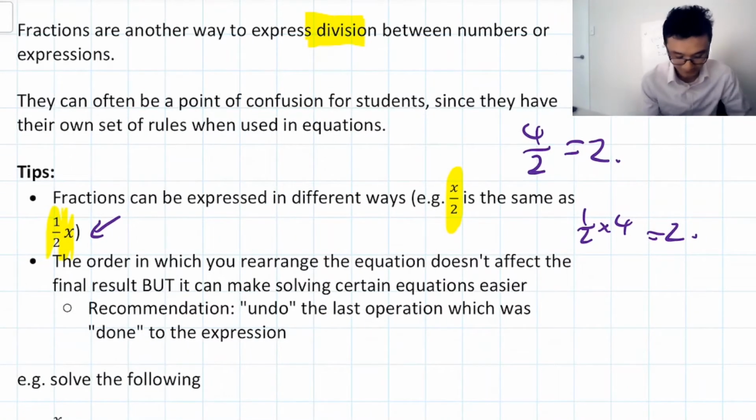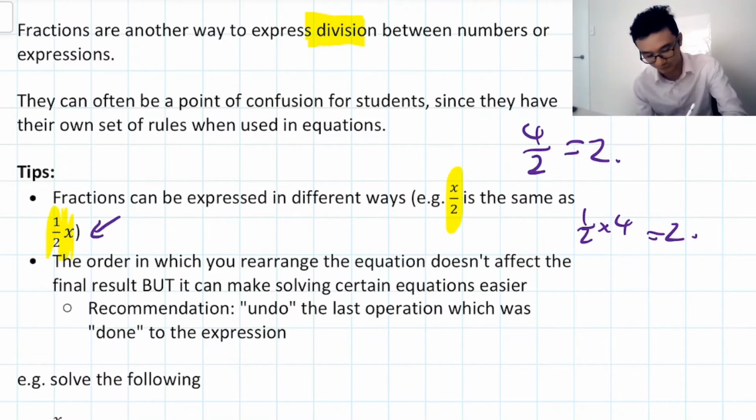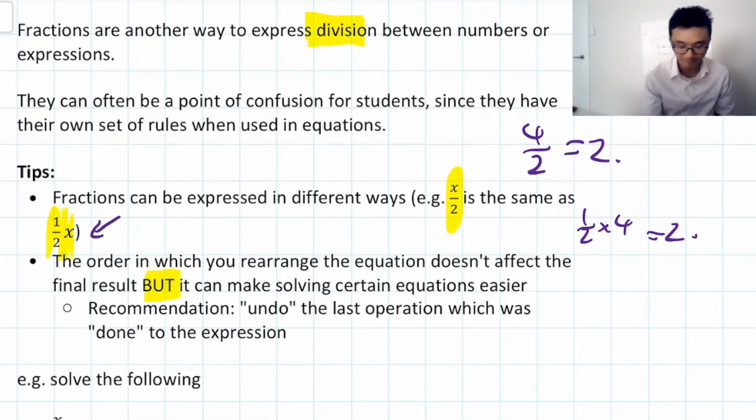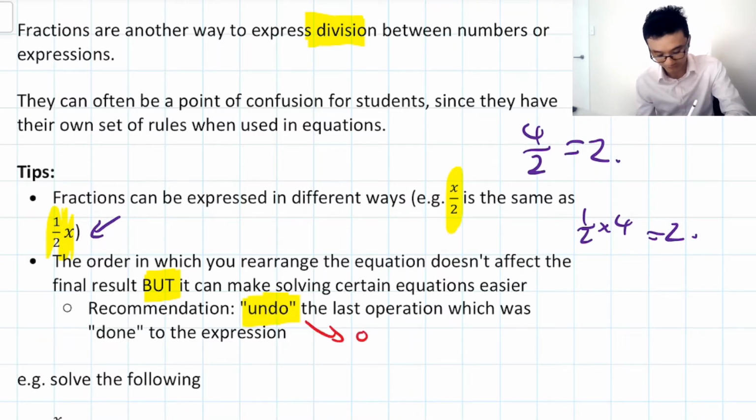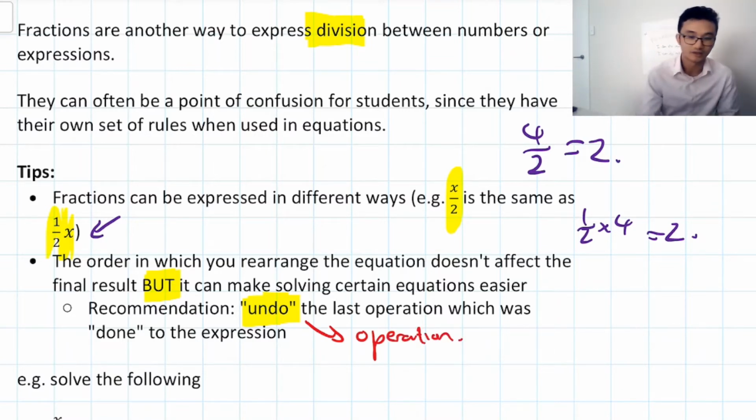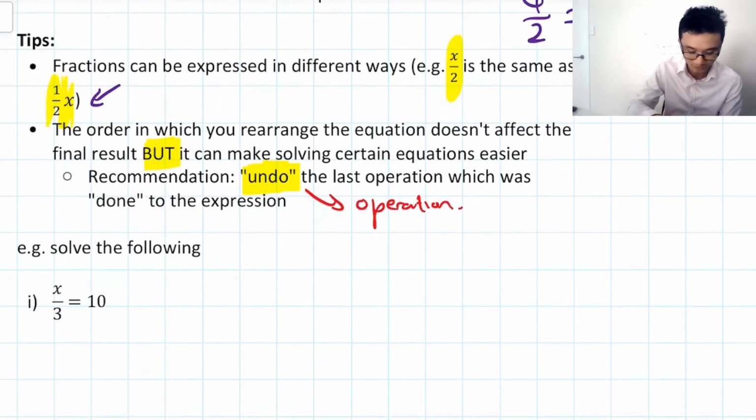Now, something I want to note is the order in which you rearrange the equation. It doesn't affect the final result, but it can make solving certain questions easier when we do things in a certain order. My recommendation is to undo. What I mean by undo is to do the opposite operation of the last operation which was done to the expression. That's a bit of a mouthful, but it makes more sense when we look at some examples and see how that actually helps us solve the equation. So let's have a look at these.